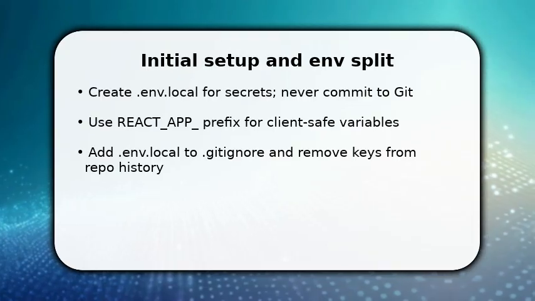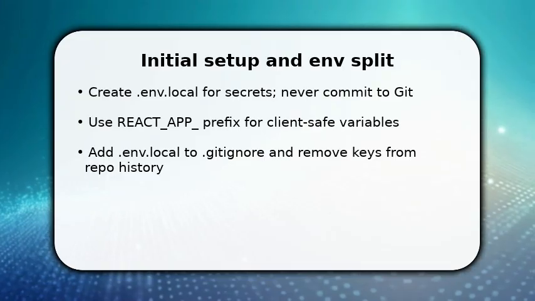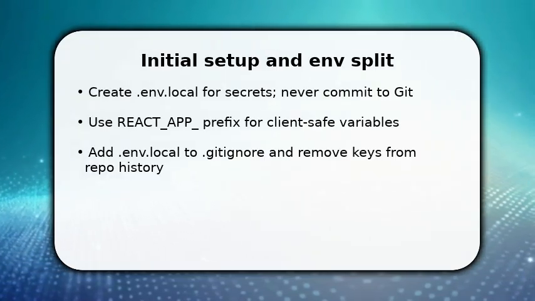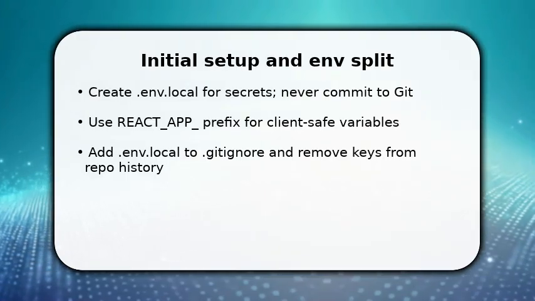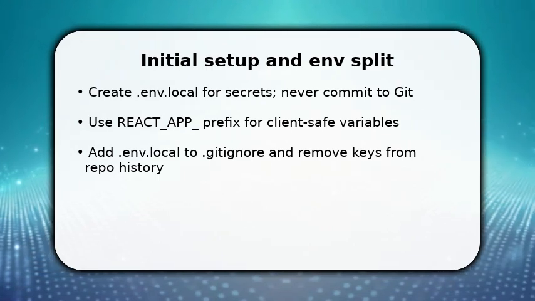You should also remove any leaked keys from history with git filter-branch or BFG, because environment files stop future leaks but don't erase past commits. You'll need local config for development and CI-safe variables for deployment. This sets the foundation before changing any client code.